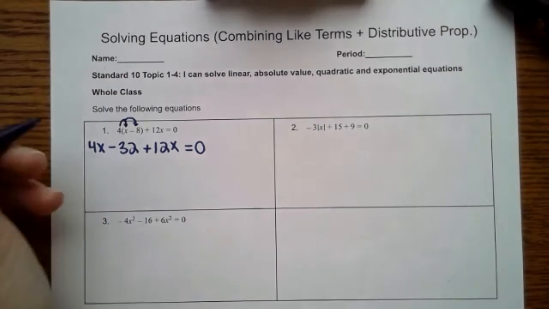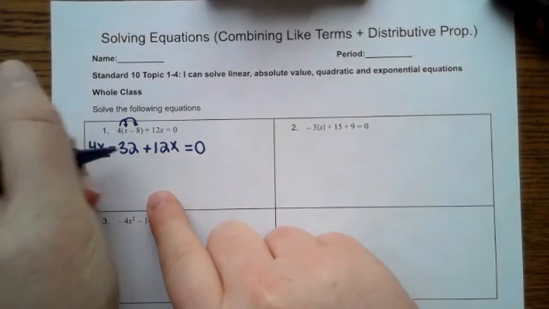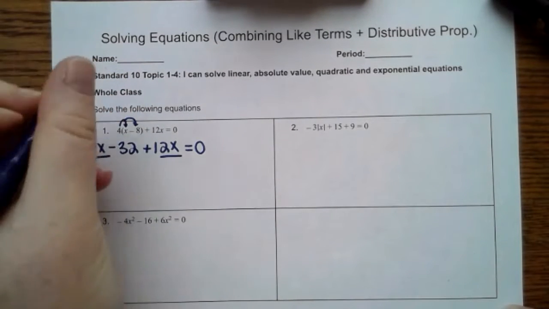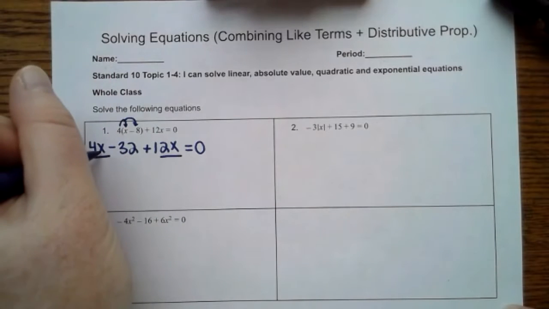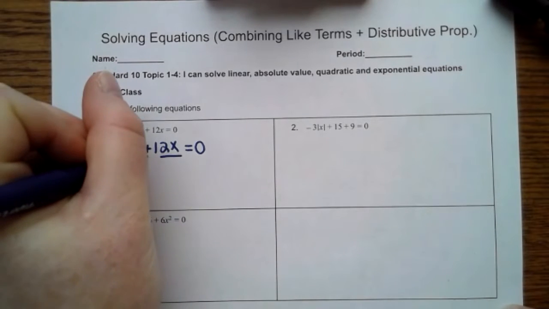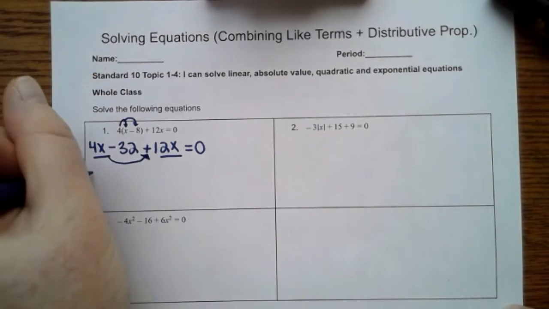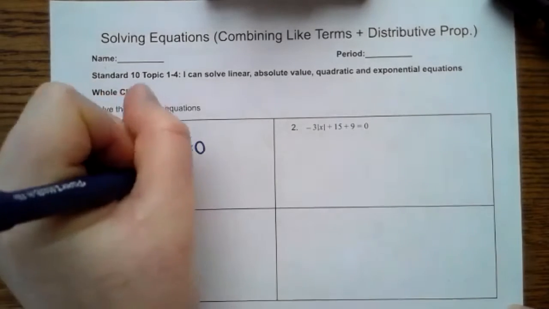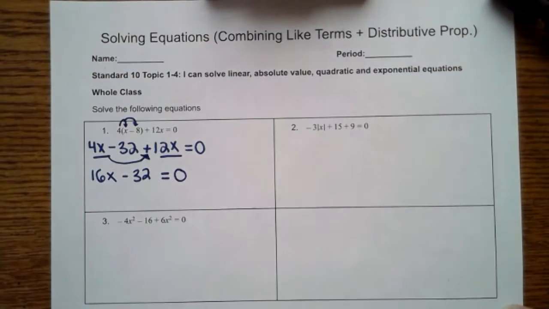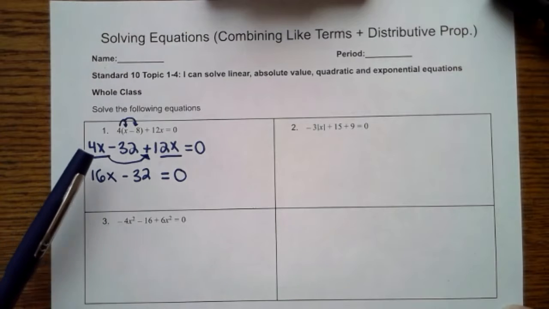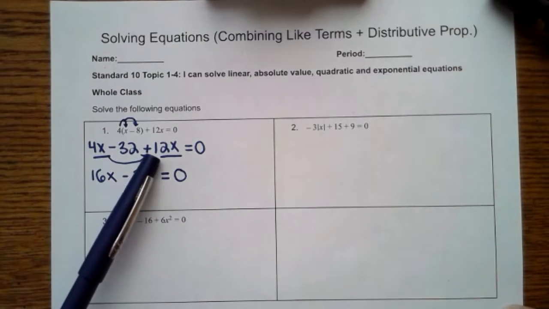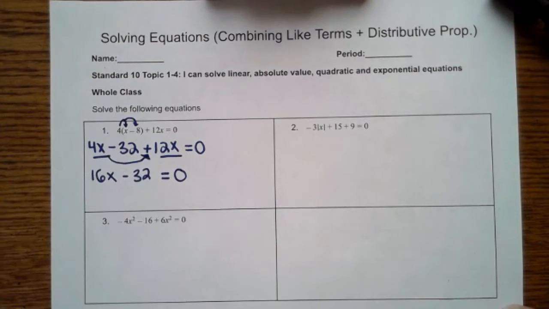Okay, I need to combine like terms. These both have x's. So 4x plus 12x is going to be 16x minus 32 equals 0. That's where a lot of confusion happens. Kids go like, is it 4x minus 12x or is it 4x plus 12x? You take the sign of the number you're combining it with. So that would be positive 12x.